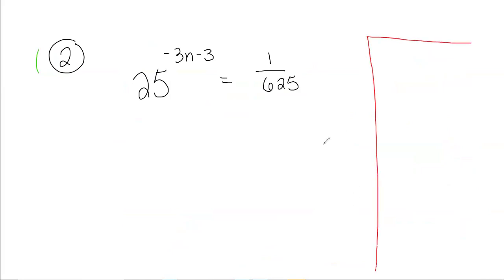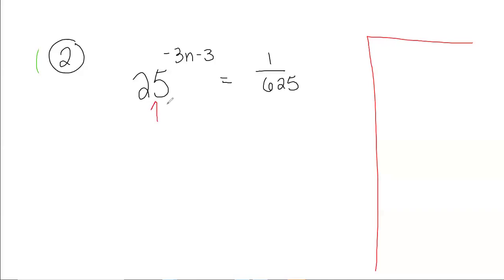All right, we have 25 to the negative 3n minus 3 equals 1/625. No power. So again, this is not possible at this moment because the bases are not the same. So let's do our side work.